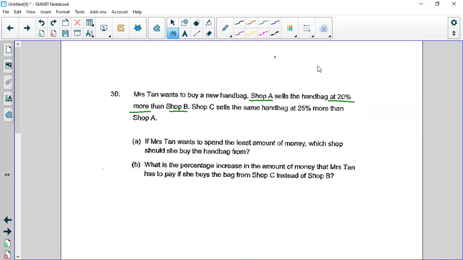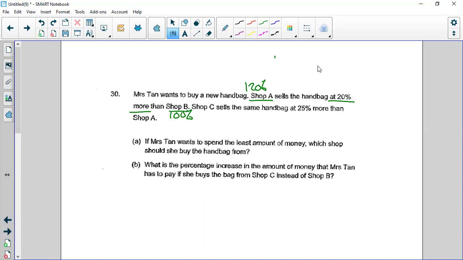Every time there's a percentage, what is your base? Your base is 100%. Shop A sells the handbag at 20% more than shop B. Before you can add 20% more, you need to start with 100% first. So shop B is 100%. Shop A is 120%. Everybody knows that. I'm sure you have done this correctly.